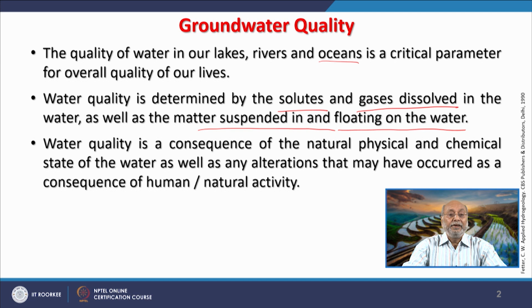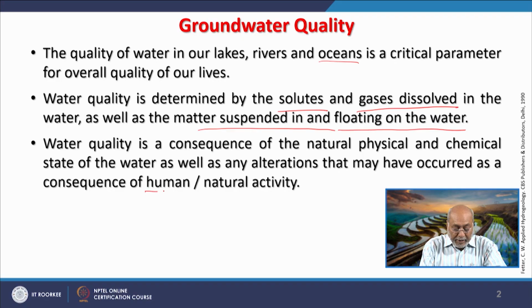So, water quality is a consequence of the natural, physical and chemical state of water, as well as any alteration that may have occurred as a consequence of human or natural activity or human interventions. So, a lot of the deterioration, wherever it is happening in groundwater quality, is mainly due to human interventions. Human activities are causing deterioration of groundwater quality, not only in surface water bodies, but also in subsurface aquifer conditions. So, there we also have to think about what is good water quality and what is bad, or what are those parameters on which it is assessed, which we will discuss.